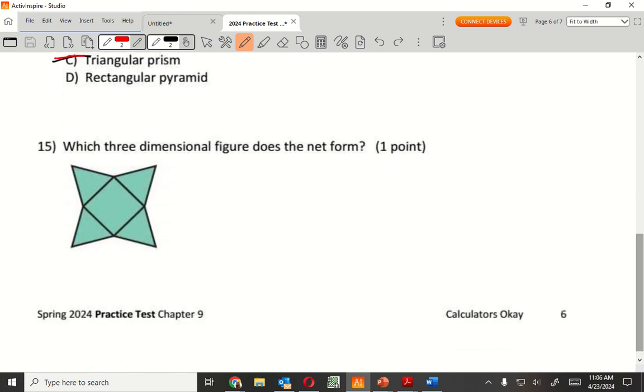All right, so what do you think this one is? A pyramid, right? Okay, is there something special about it though? It looks like a rectangle, right? Could be a rectangular pyramid. So I don't know if it's a square or not, but it looks like it could be. But can't tell.